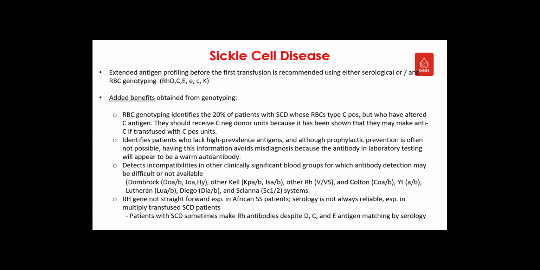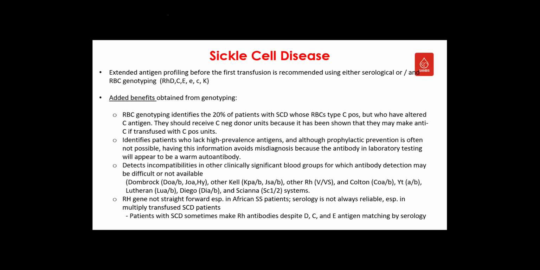So the benefits are obvious, but just a few specific points. Red blood cell genotyping identifies about 20% of patients with sickle cell disease whose red blood cells type C positive, but who have altered C antigen. So they should obviously receive C negative donor units, because they're still prone to sensitization and make anti-C. With genotyping, this may be missed serologically, but you will be able to identify it.